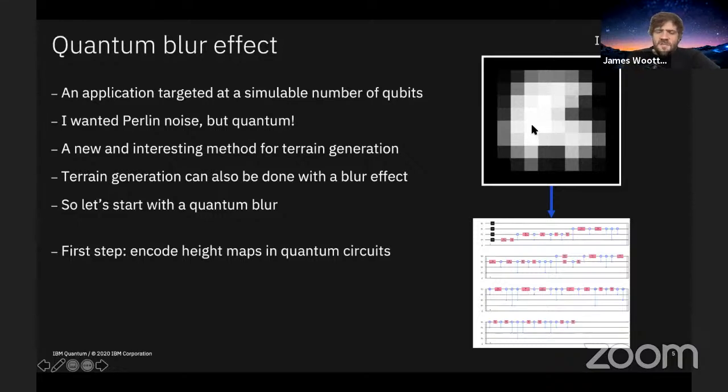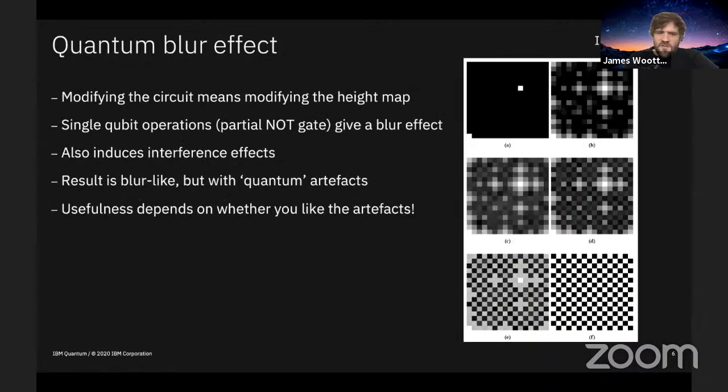So you want to encode something like a height map as a quantum circuit. And once you've done that, it's in the form of quantum software, so you can do quantum things with it. And basically, at a very basic level, modifying the circuit means modifying the height map. So you can just go and prod at this circuit and change things and see what changes.